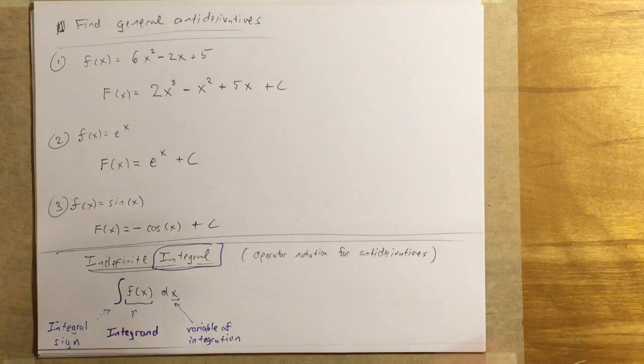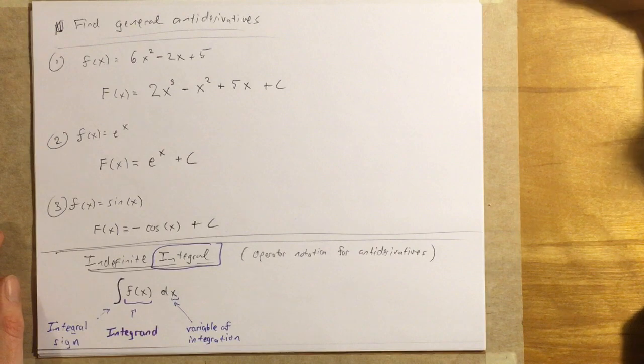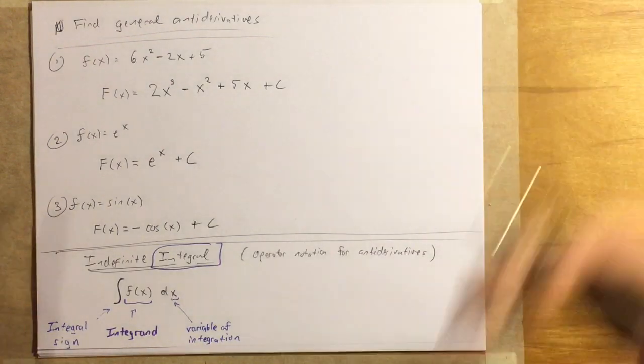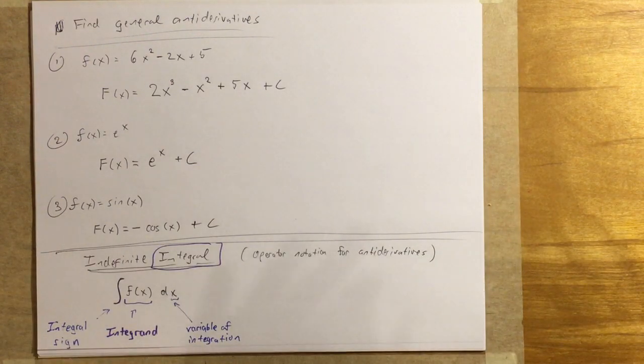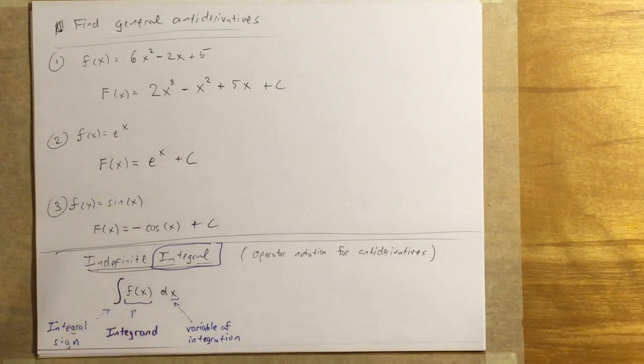Now, the term integral, that vocabulary, really comes from the idea of area under a curve, which we're going to establish later. For now, I just want you to take this on faith, take it for granted that this is the notation. We're going to use it to mean find an antiderivative, and I'll explain why it is what it is later on.